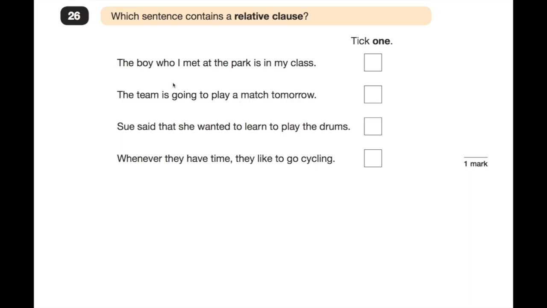Looking at the first sentence then, the boy who I met in the park is in my class. Now we have the word who in there, so the word who is a relative pronoun. So if you were to put commas around it, the boy, comma, who I met at the park, comma, is in my class, well, we have a relative clause there. So that one is the correct one.